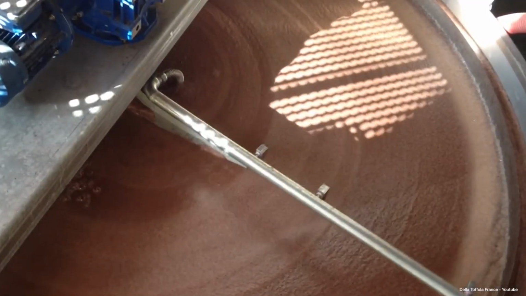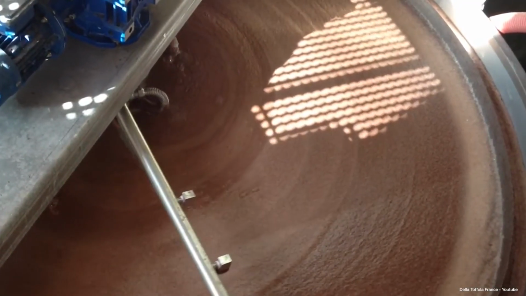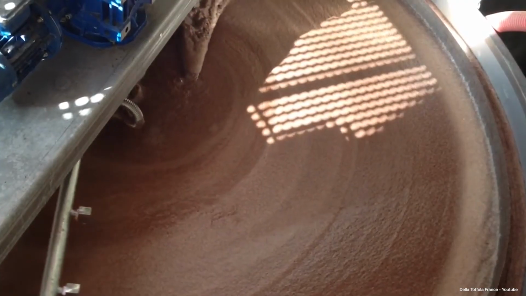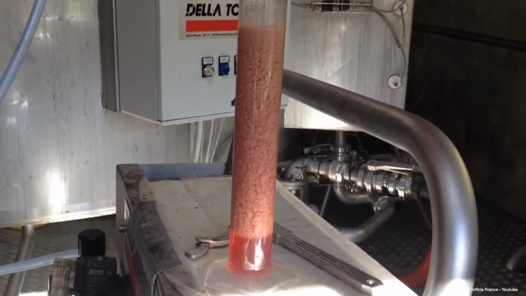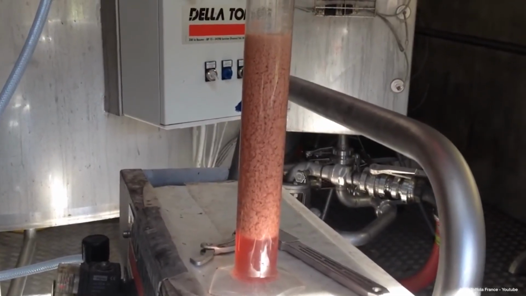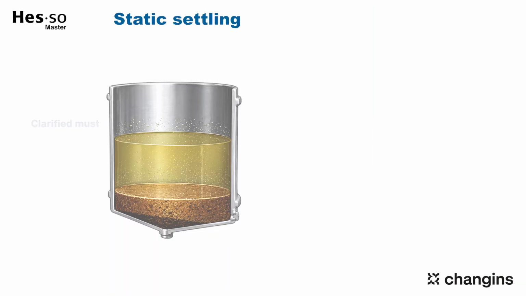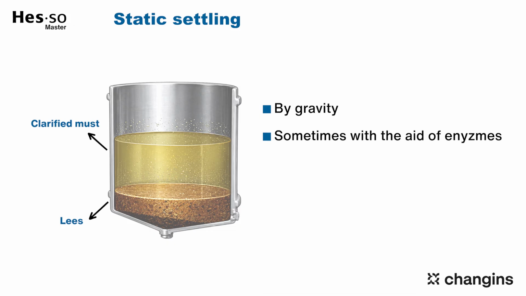Now that we have covered the objectives and the NTU targets, let's move on to the practical techniques used to achieve must clarification. Several techniques are available to the winemaker, each with its own characteristics and constraints. The simplest approach is static settling, which relies on gravity to allow particles to sediment naturally, sometimes with the aid of enzymes over a period of 12 to 48 hours.